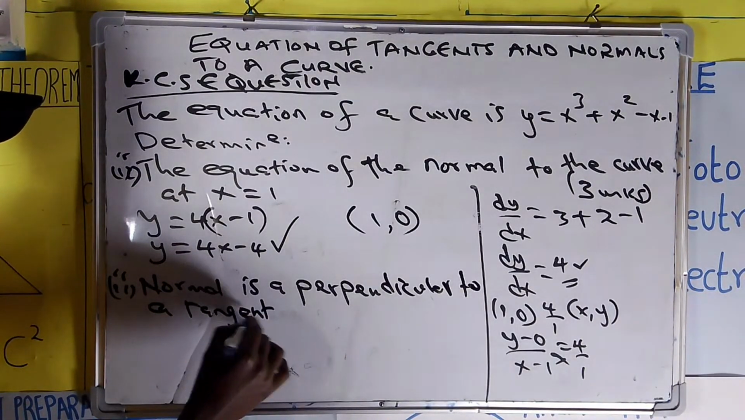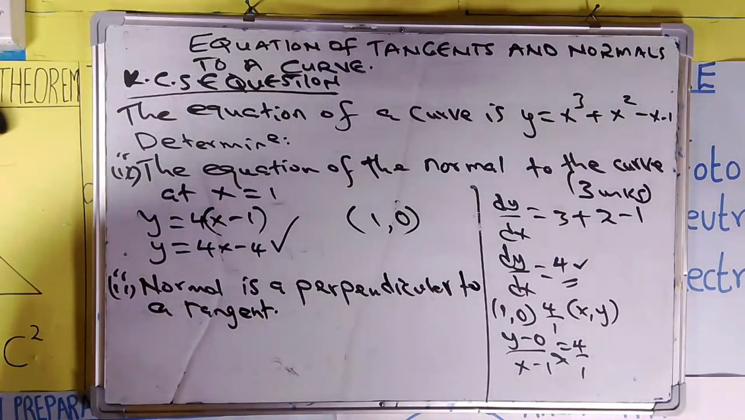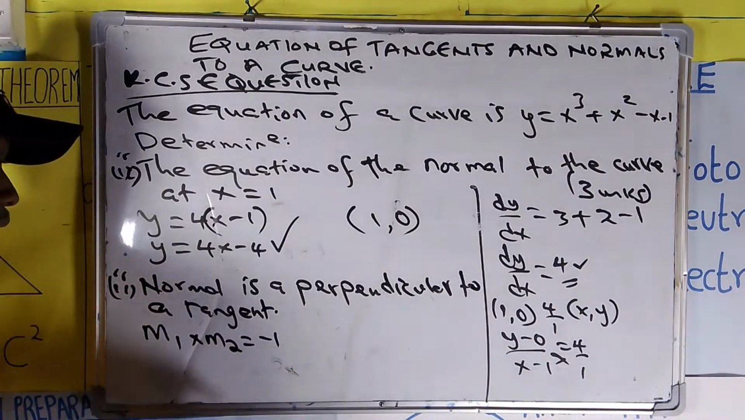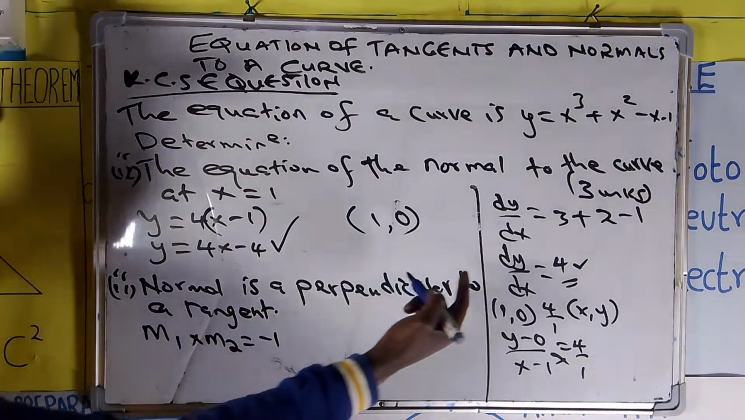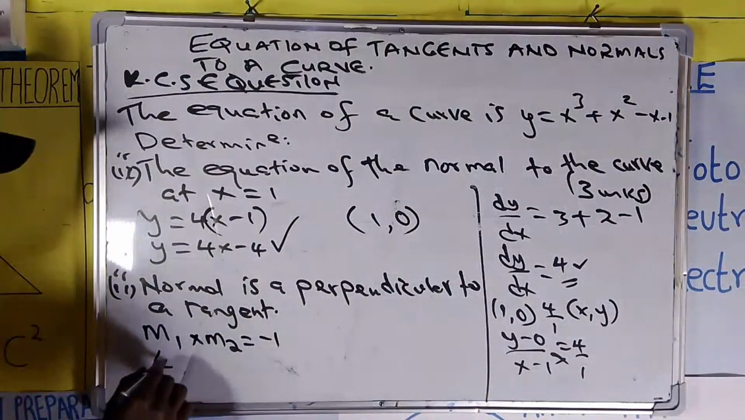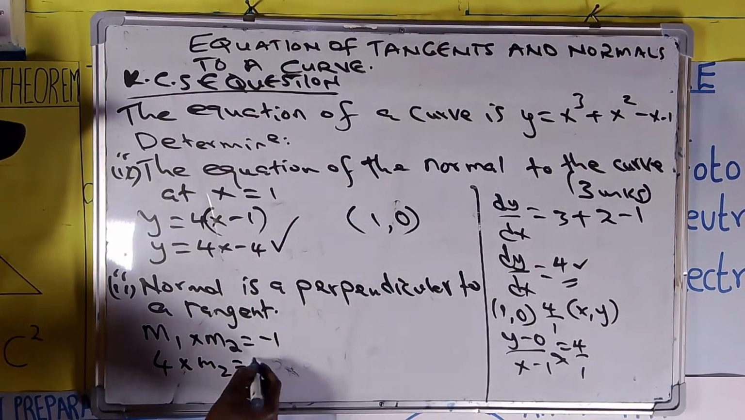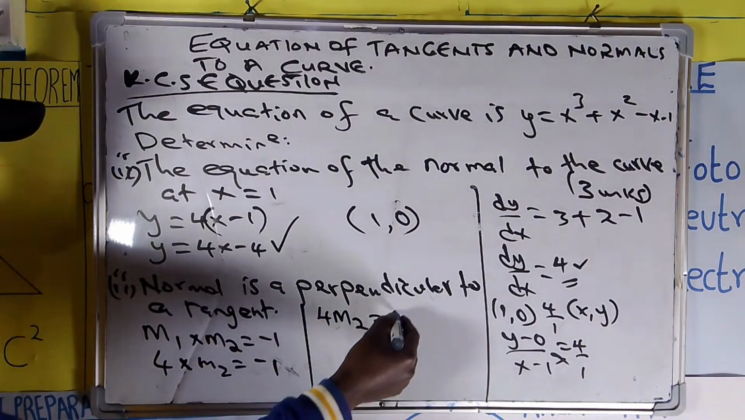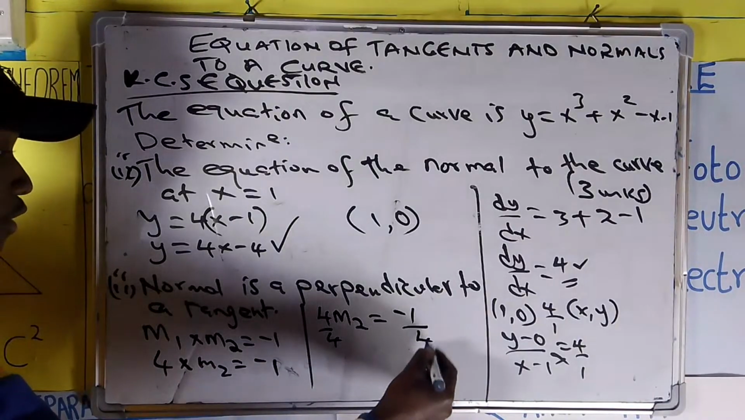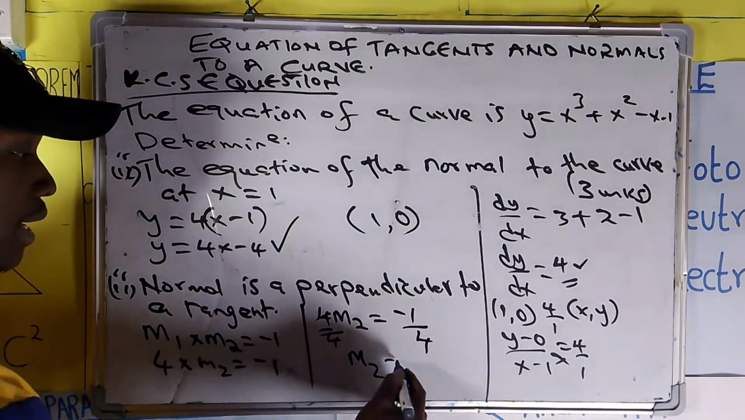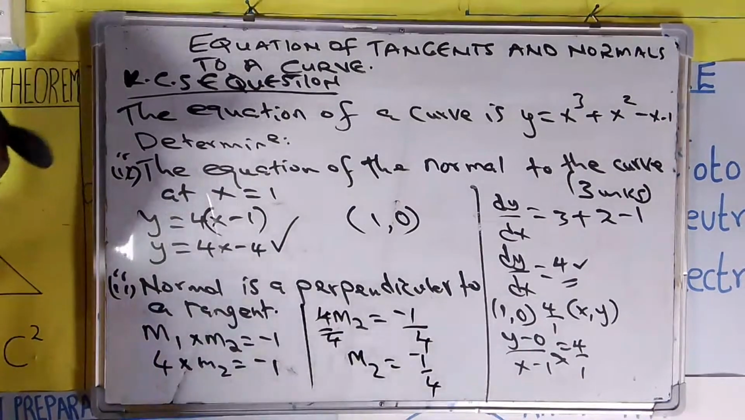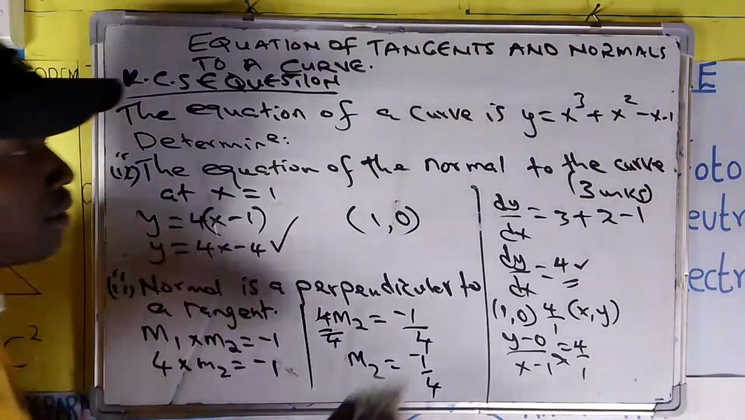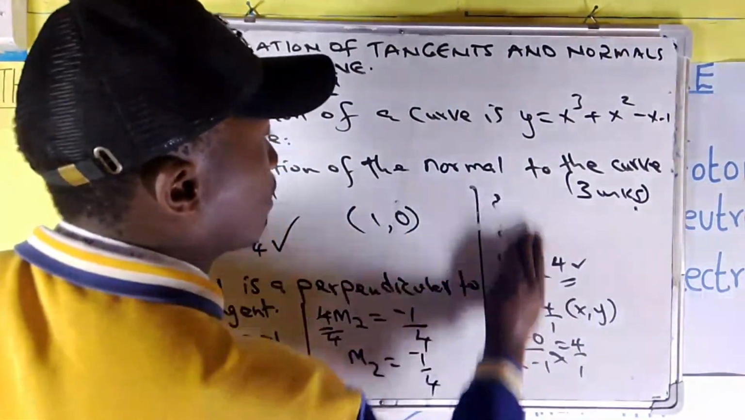When we say that a normal is perpendicular to a tangent, we simply mean that m1 times m2 is equal to negative 1. Having our m1, our first gradient, as 4, times m2, we get 4m2 is equal to negative 1, and the gradient of our normal will be equal to negative a quarter. So far, have you understood? It will be negative a quarter.